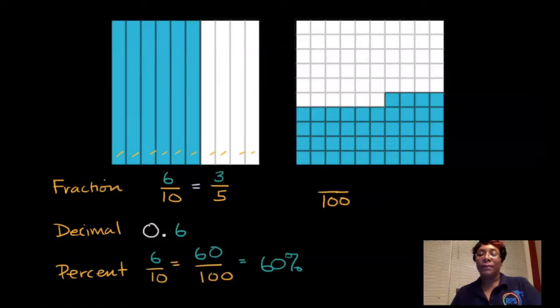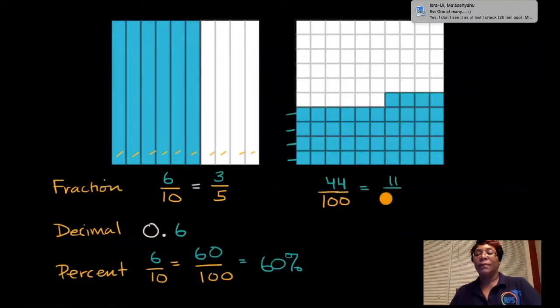And how many of them are there? Well, let's see, this row is 10, 20, 30, 40, and then 1, 2, 3, 4. So this is 44 over 100, 44 hundredths. And we could actually represent this in other ways. We could divide the numerator and the denominator by 4, in which case you would get 11 over 25. That's another way to represent this same fraction.